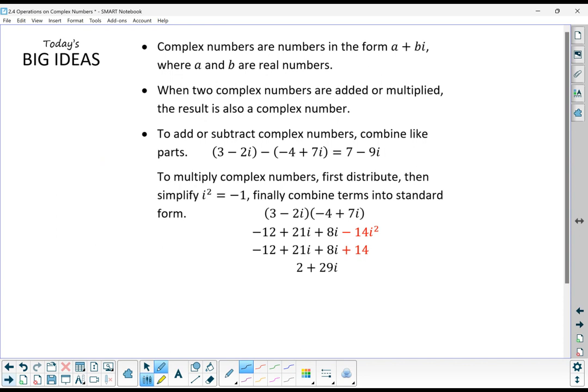So today's big ideas are that complex number standard form should be a plus bi. When you add or multiply or divide two complex numbers, the result is also a complex number.